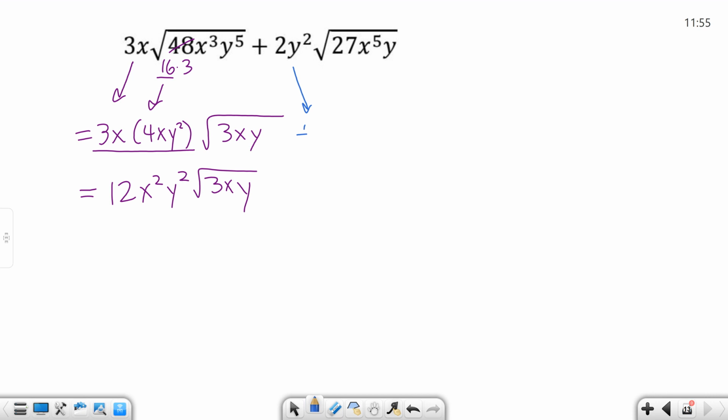So now let's use blue to finish out this other term over here. So out front, it's going to be plus 2y squared. And 27, why do I pick 9 times 3? Because 9 is a perfect square. The square root of 9 is 3.